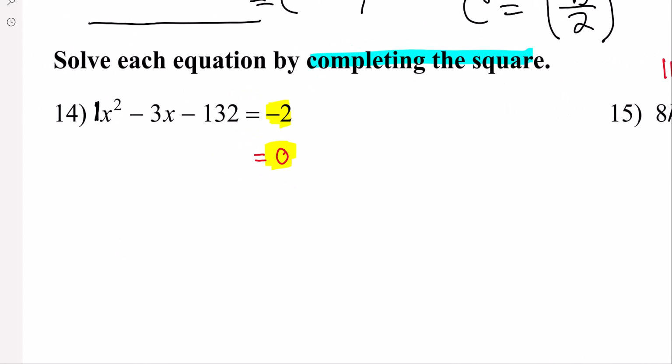The lead coefficient must be 1, and you need to get the first two terms by themselves. Oh, also the first thing you should pay attention to, I already have it highlighted: the right side must equal 0, at least to begin with. So we're going to add 2 to both sides and then rewrite it. So x squared minus 3x minus 130.